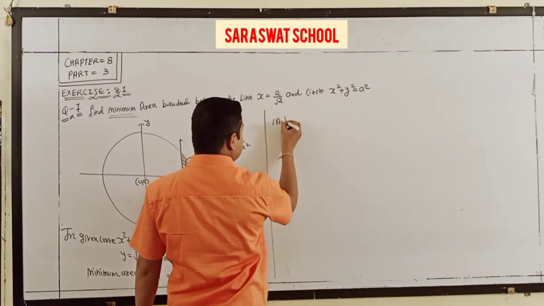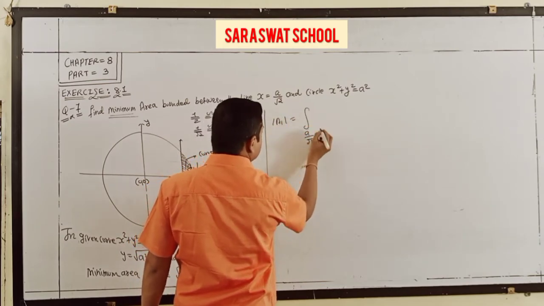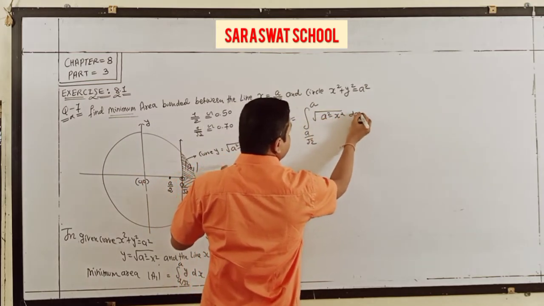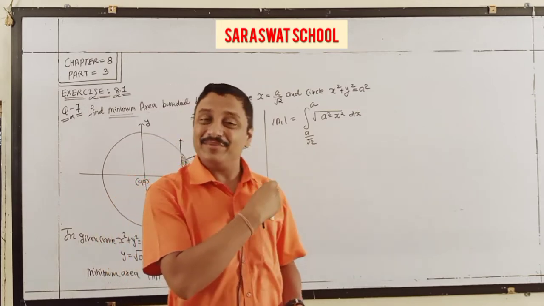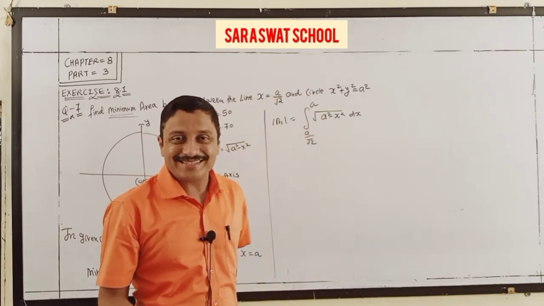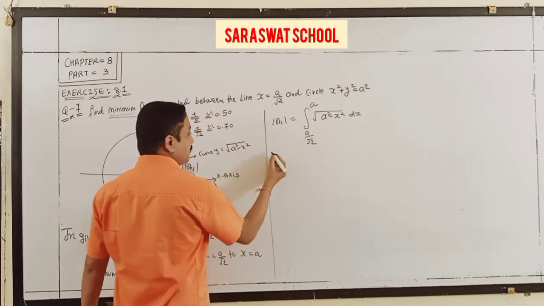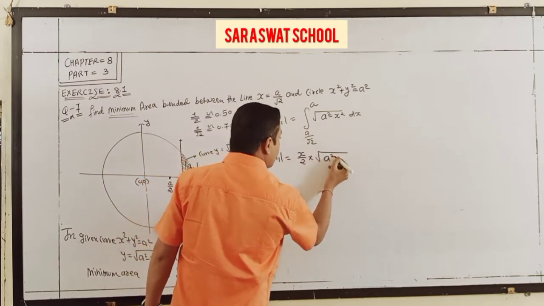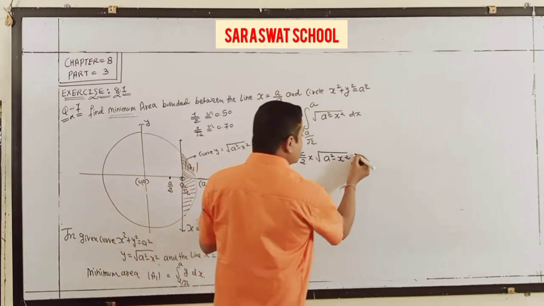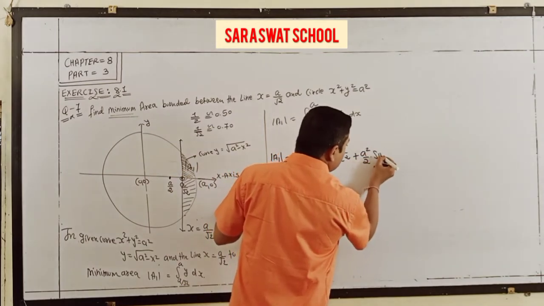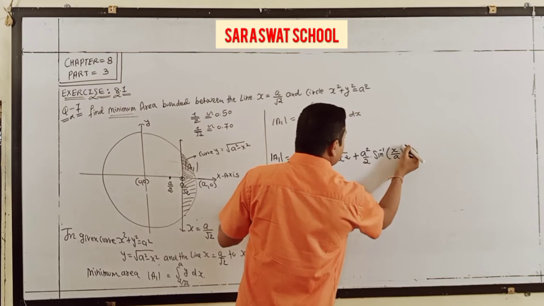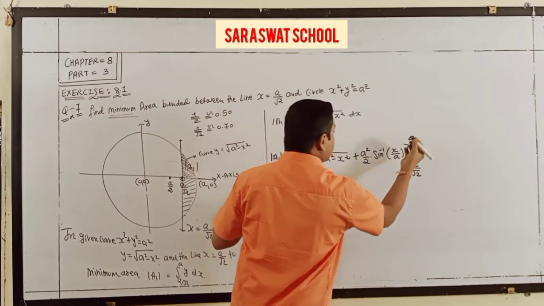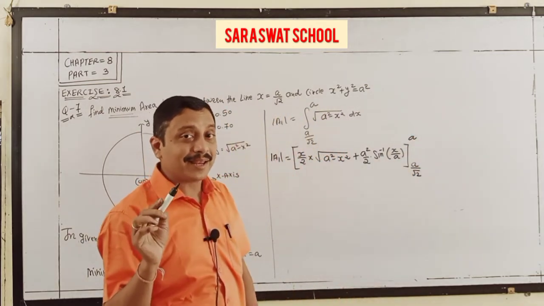Students, A1 I just start from a by root 2 to a, and what's your y? Under root a square minus x square. Now simply calculate with simplifications and you get the answer, students. So I start my integration value, that A1 is x by 2 under root a square minus x square plus a square by 2 sine inverse x by a, and the limit is a upon root 2 to a. Now apply upper limit minus lower limit.